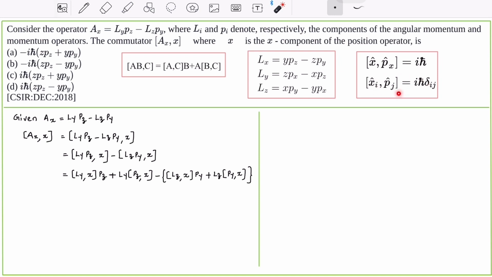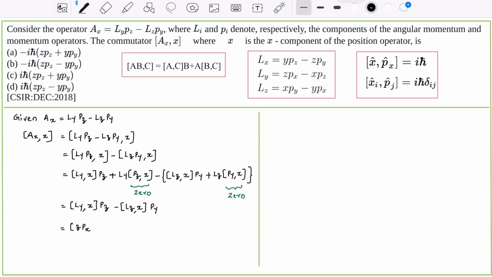Now we have the commutator of xi and pj is equal to i h bar delta ij. Therefore, the commutator of pz and x is equal to 0, and the commutator of py and x is also 0. Therefore, the answer is the commutator of Ly and x, times pz, minus the commutator of Lz and x, times py. Now let us substitute the values of Ly and Lz. Ly is z px minus x pz.